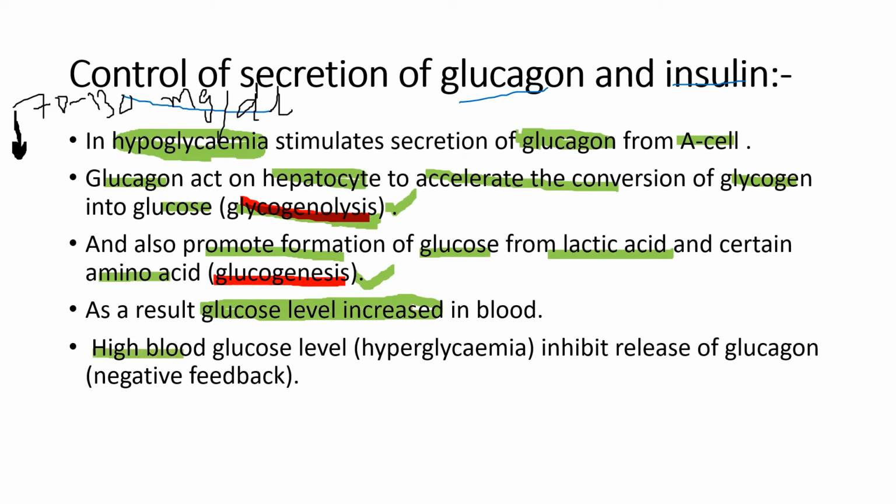If the blood glucose level increases above the normal range, meaning above 130, that leads to a condition known as hyperglycemia, and in this condition it inhibits the release of glucagon, and this is known as negative feedback.